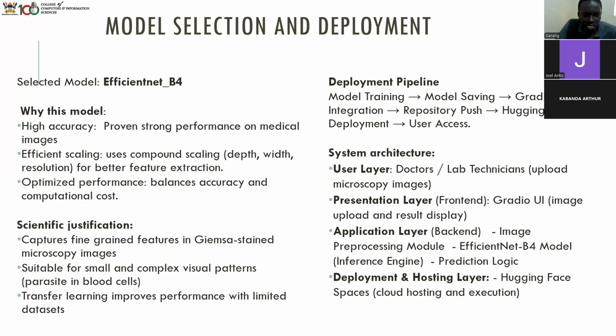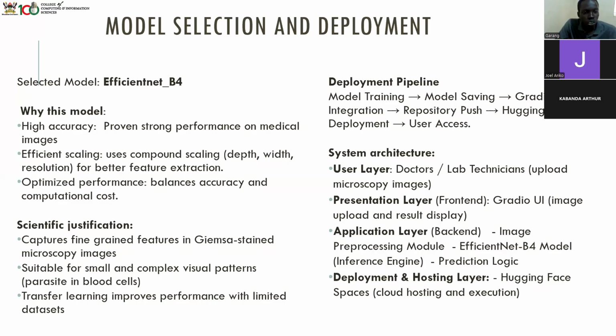Scientific justification: it captures fine-grained features in Giemsa-stained microscopic images. So when you are working with this model, it captures fine features in the stained microscopic images. As you can see, Babesia is similar to other parasites in microscopic images.